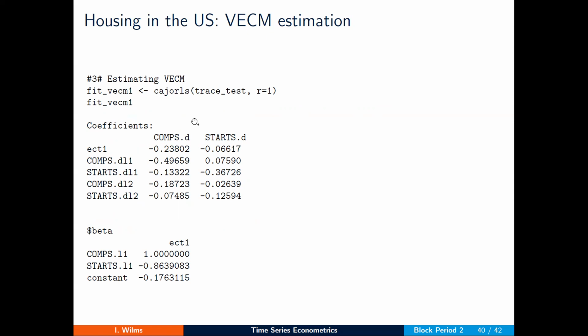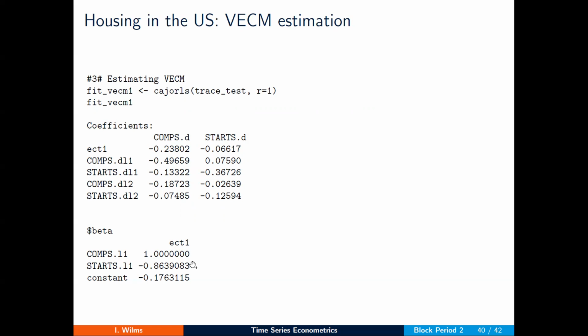How is the output organized? Well, you have here as many columns as you have time series, so 2 in our case. And each column corresponds to an equation in the VECM. First, you have the adjustment coefficient in front of the error correcting term, which is beta prime times the lagged y. Then you have the coefficients in front of the lag differences as denoted by dl over here. So first lag and the second lag.